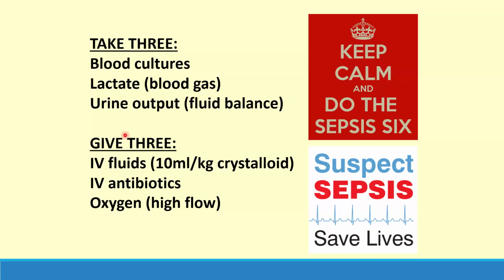And the give 3: give fluid. If you are in fulminant DIC or you're septic, you're going to be giving initial boluses of IV fluids. You're going to give a broad spectrum antibiotic. We start with a cephalosporin, but obviously that would be based on local guidelines. And we give high flow oxygen because we think they're going to have poor organ perfusion if they're septic.